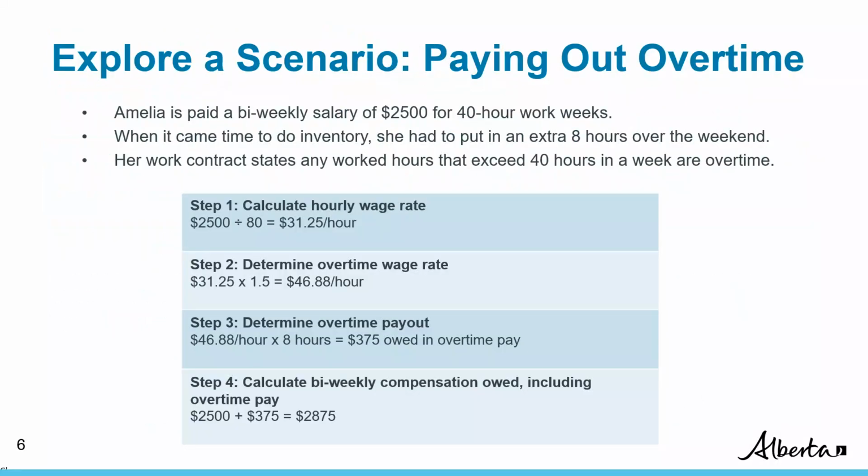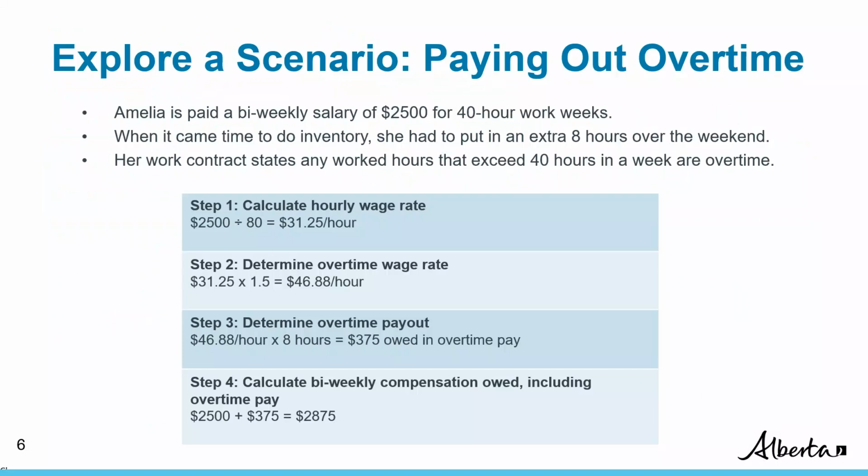As an example, Amelia is paid a biweekly salary of $2,500 for 40-hour work weeks. For inventory, she had to work an extra 8 hours over the weekend. Her work contract states any hours worked that exceed 40 hours in a week are overtime. Amelia's wage rate is $2,500 biweekly.